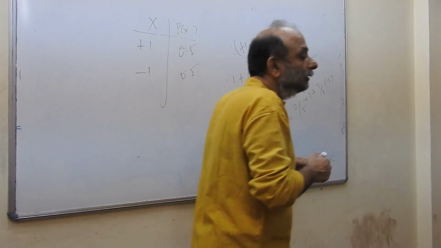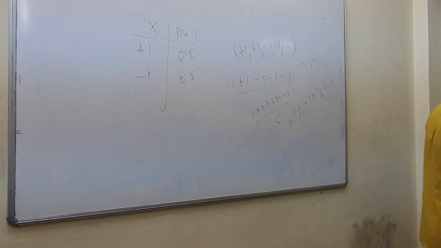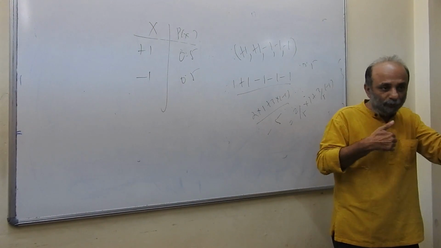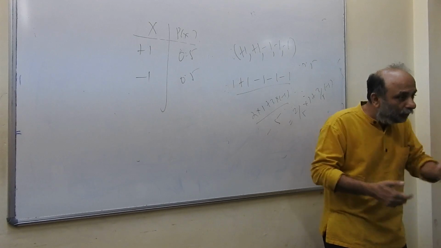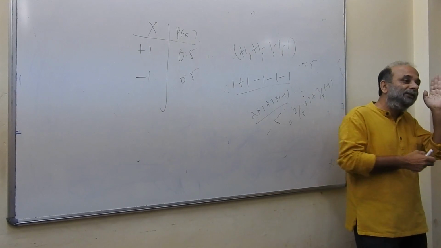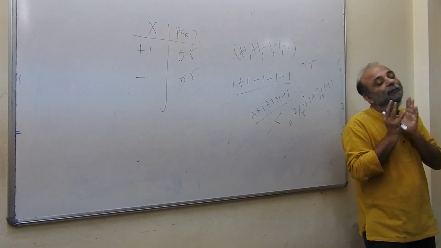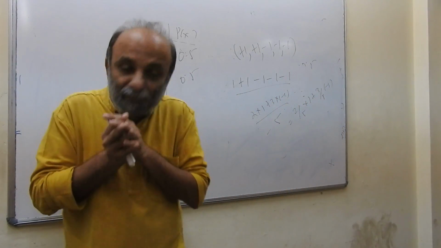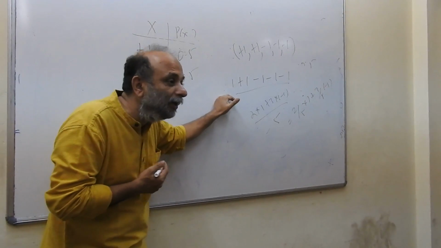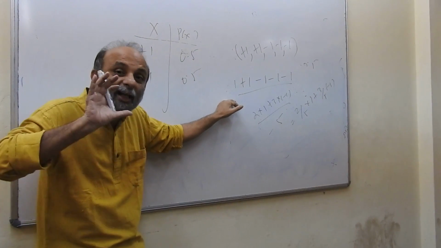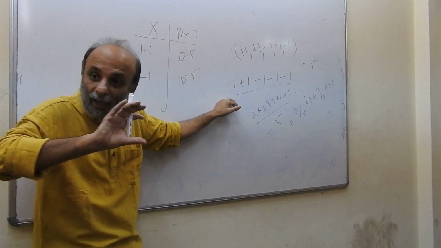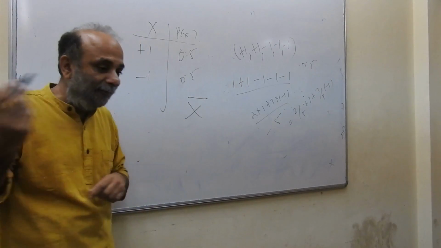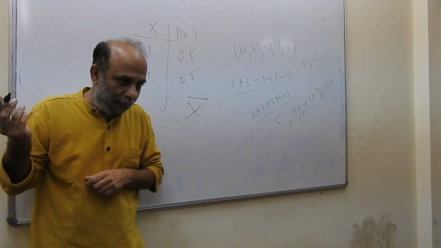What is 1? The value of my random variable. Minus 1 is also a value, so my random variable takes values plus 1 and minus 1. 2 upon 5 is the relative frequency of 1s. 3 upon 5 is the relative frequency of minus 1s. If I multiply each value of the random variable by its relative frequency and sum up, I get the arithmetic mean or the average.